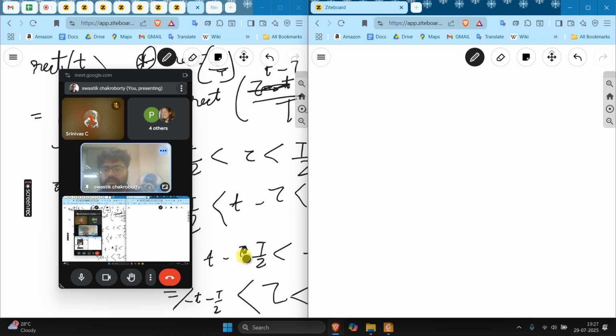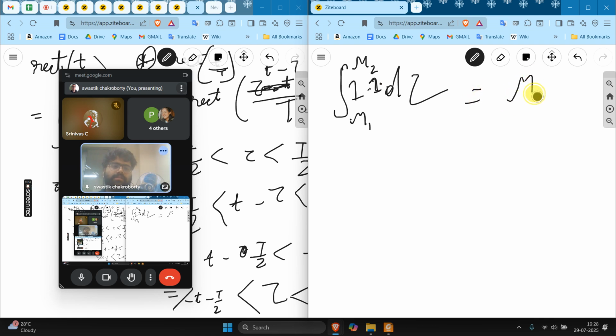Now since tau only exists between m1 and m2, we will be integrating this convolution between m1 and m2. In this convolution, it will be just d tau, because both of them can only take two values, 1 and 0. If they are not 0, they will be 1. So it will just be m2 minus m1.